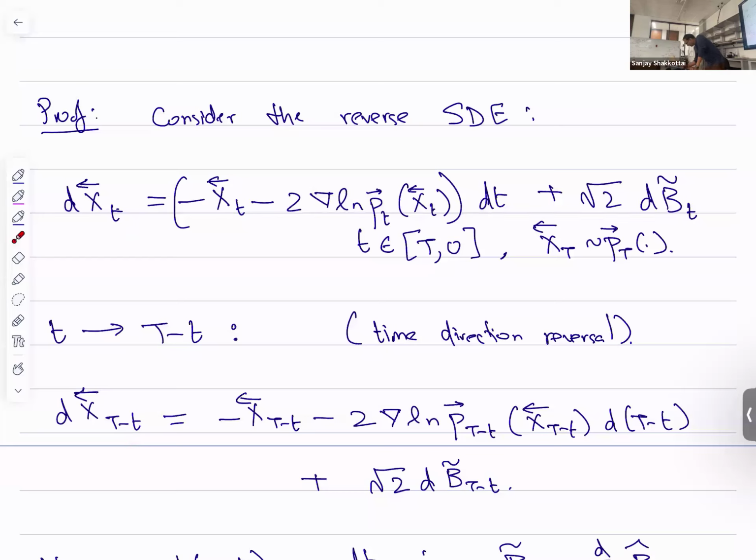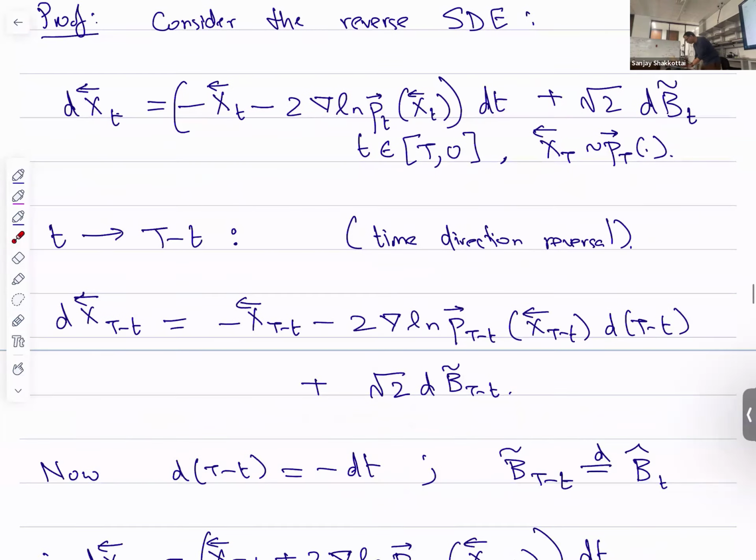In every one of these, dt becomes d(T minus t). The Brownian motion, B of T minus t. Okay. Now, d of (T minus t) is minus dt. Brownian motion, I don't care. The Brownian motion flipped around is another Brownian motion. So I'll just call it some other Brownian motion because I only care about distributionally equivalent solutions. I'll just call it b hat of t, some other Brownian motion.